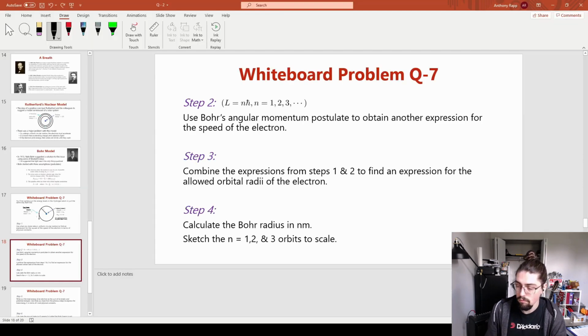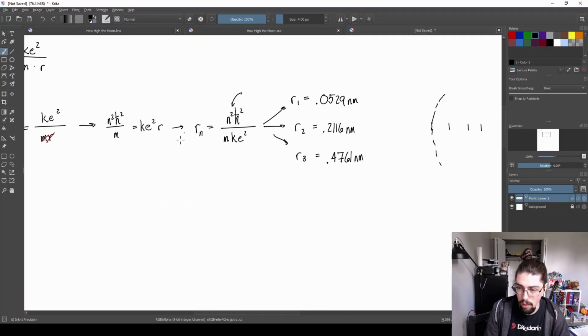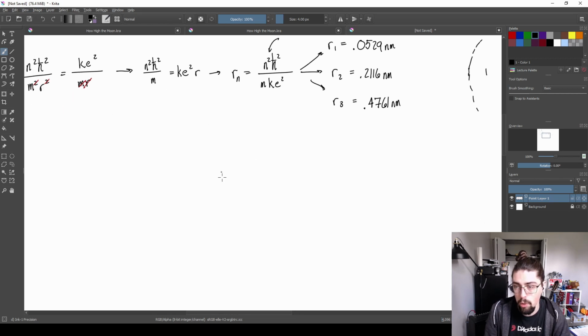So, we're not done yet. Write out the total energy of an electron as the sum of its kinetic and potential energies. Use what we've got from the previous steps to make this happen, okay? So we're getting close here. Basically, all we need to do at this point is say, these are the allowed radii that we could have in the first place. I'm going to write this one special in case we need it for later.